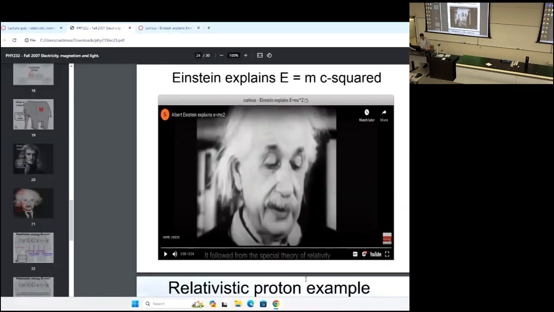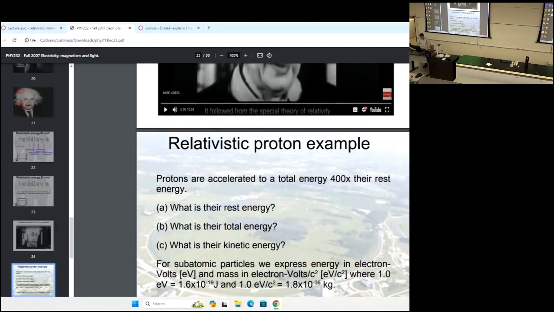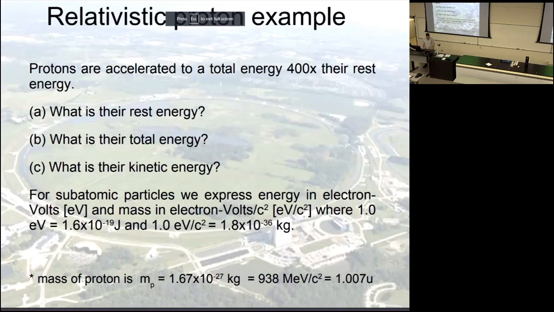Where am I going? Let's look at an example or two. In this question, we're asked to think about a relativistic proton, a high-speed proton. This is an overhead view of a national lab near Chicago, Fermilab. This ring here is a circular particle accelerator. It was called the Tevatron. It's, of course, not working right now.